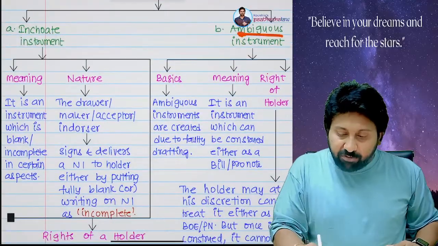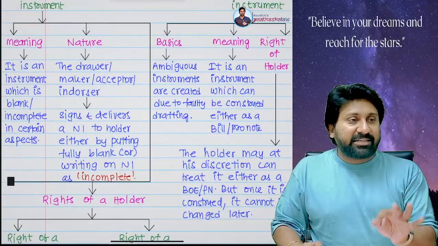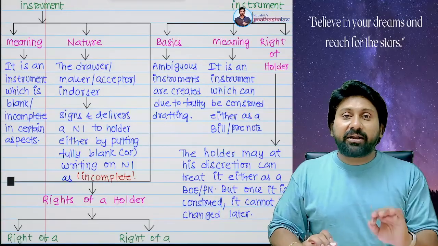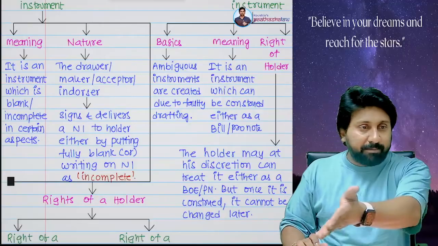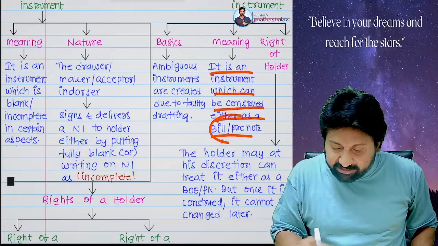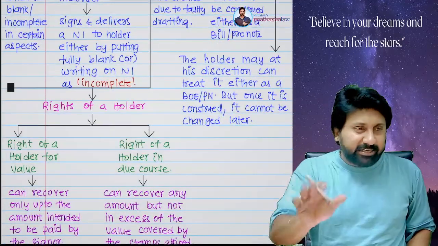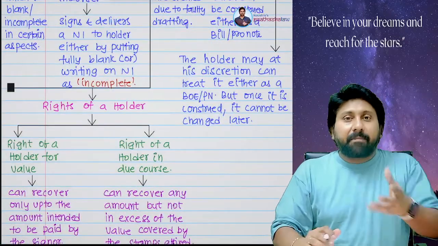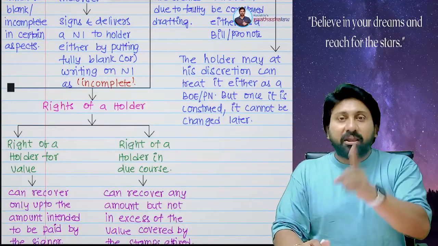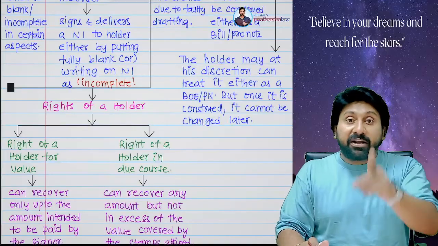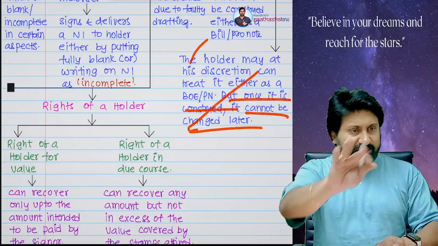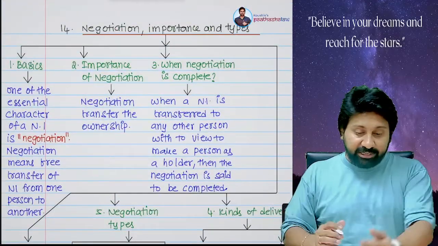Next, ambiguous instrument. An ambiguous instrument is one created because of faulty drafting. Faulty drafting means there is confusion whether this is a bill of exchange or a promissory note. It is an instrument which can be construed either as a bill of exchange or a promissory note. Don't ask extra questions, it takes time. The holder, that means the person who holds it, should decide first whether to treat it as a bill of exchange or as a promissory note. If treated as a bill of exchange, that's final. If treated as a promissory note, that's final. Once it is construed, it cannot be changed later. Just read and remember.